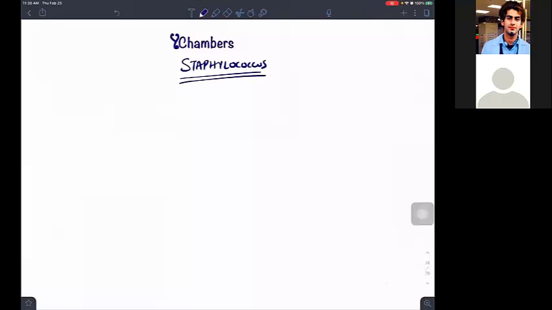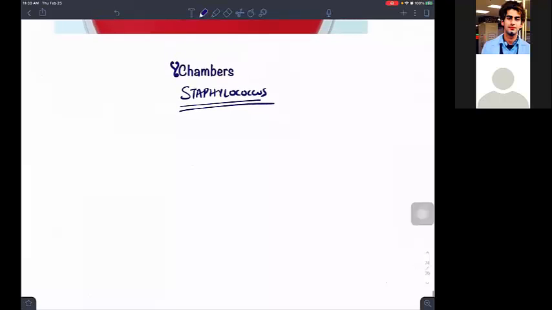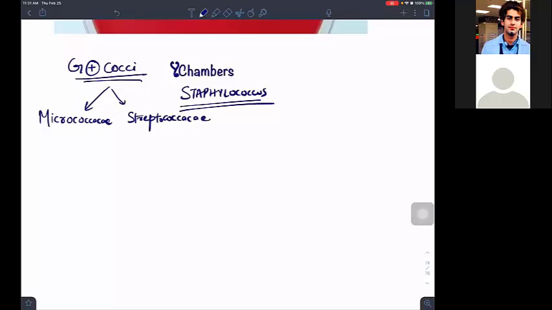Basically, before going into Staphylococcus, if I have gram-positive bacteria, I divide gram-positive cocci. I take cocci right now. I divide gram-positive cocci into two. Remember, first listen to me. One is micrococci, another is streptococci. It's a family, streptococci. If you want to divide gram-positive cocci, we divide them into two families.